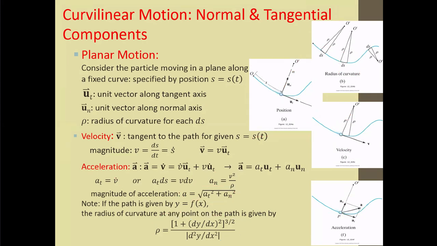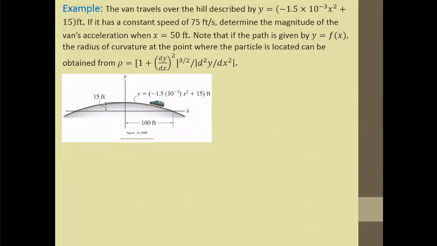All right, well, anyways, let's work on this problem. The van travels over the hill. That is curvilinear motion again, described by y equals negative 1.5 times 10 to the negative 3 x squared plus 15 feet. It has a constant speed of 75 feet per second. That means constant speed, meaning tangential velocity is constant.